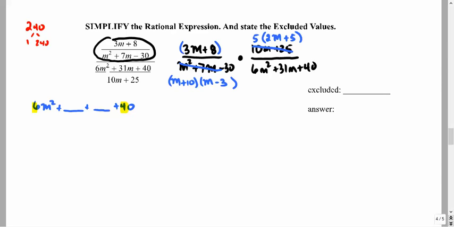1 and 240, 2 and 120, 3 and 80, 4 and 60, 5 and 48, 6 and 40, 8 and 30. 8 goes into 240 5 times 6, so that's 30. 9 doesn't work. 10 and 24. 12 and 20. 12 goes into 240, 20 times, there's 20.